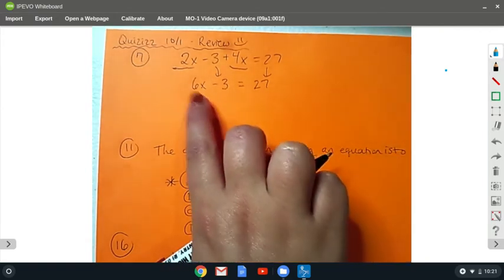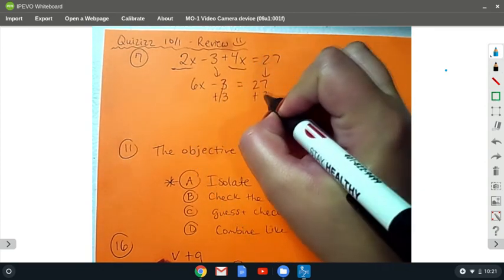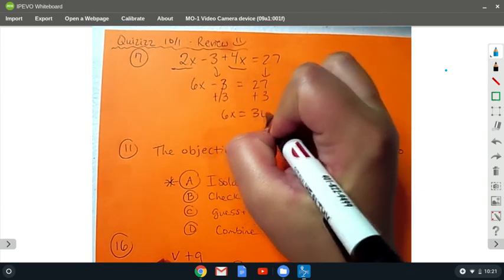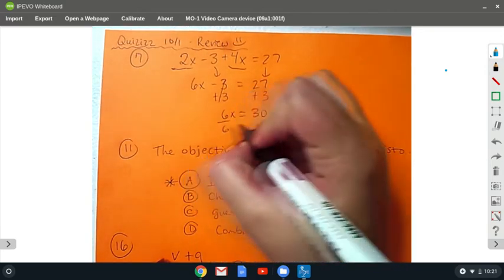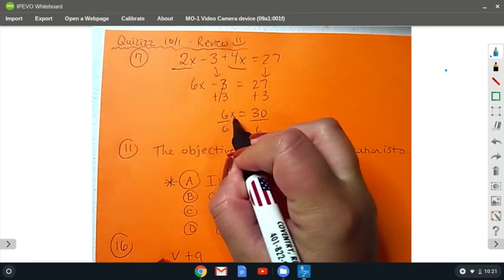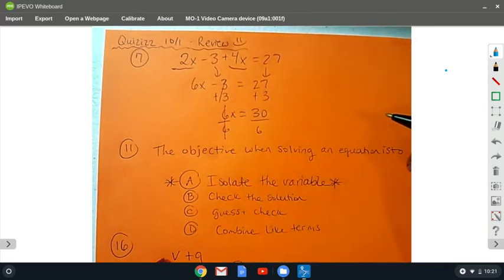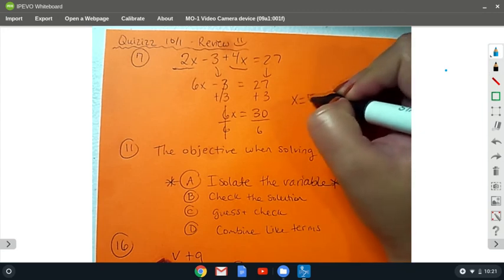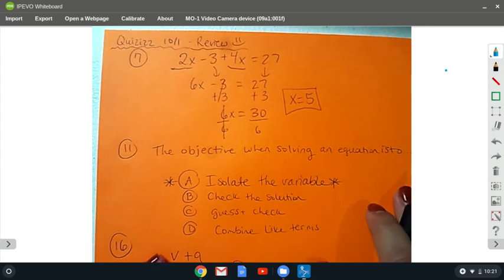Now I want to isolate this variable. I want to get it by itself. So I'm going to add 3 to both sides. I get 6x equals 30. Then to get x by itself, I'm going to divide by 6 because the 6 is multiplying by the x. So I'm doing the opposite, which is division. Those 6's will cancel, and then I get x equals 5. Okay, so that was number 7.